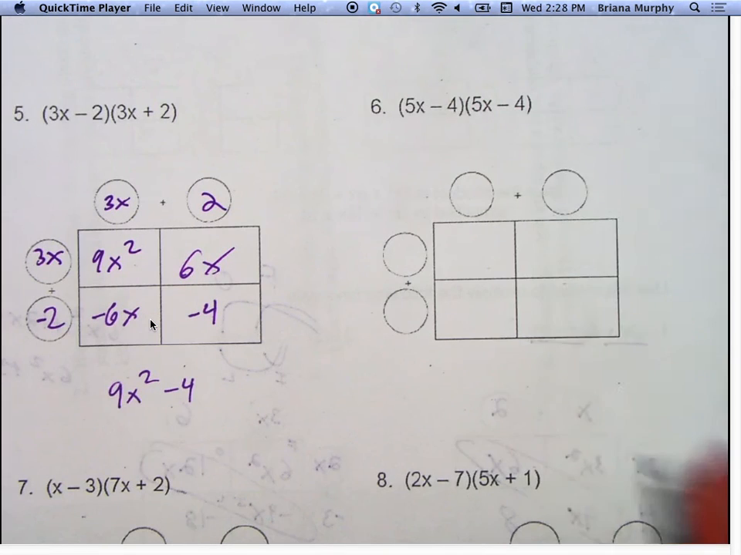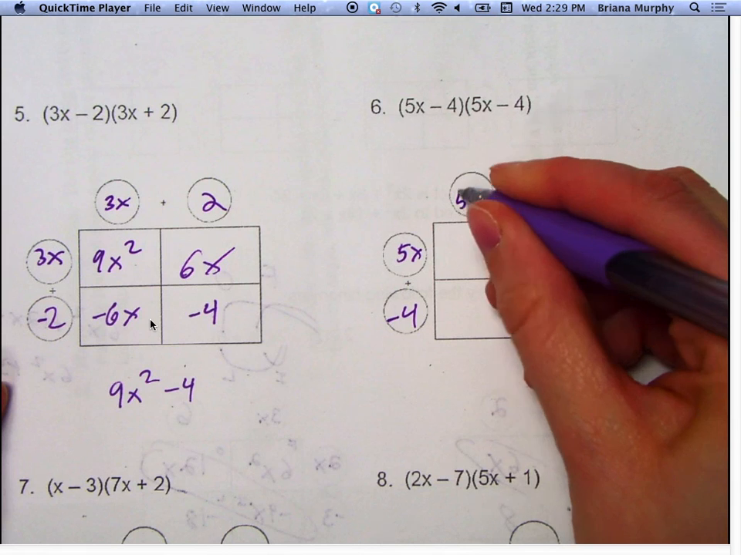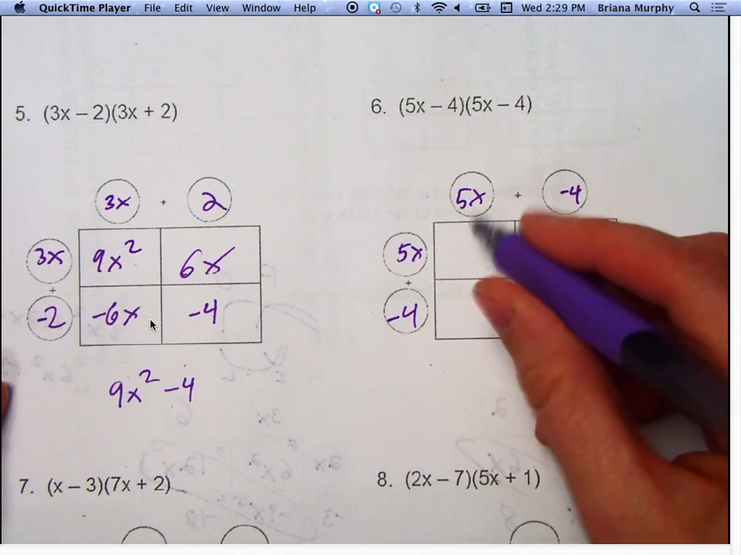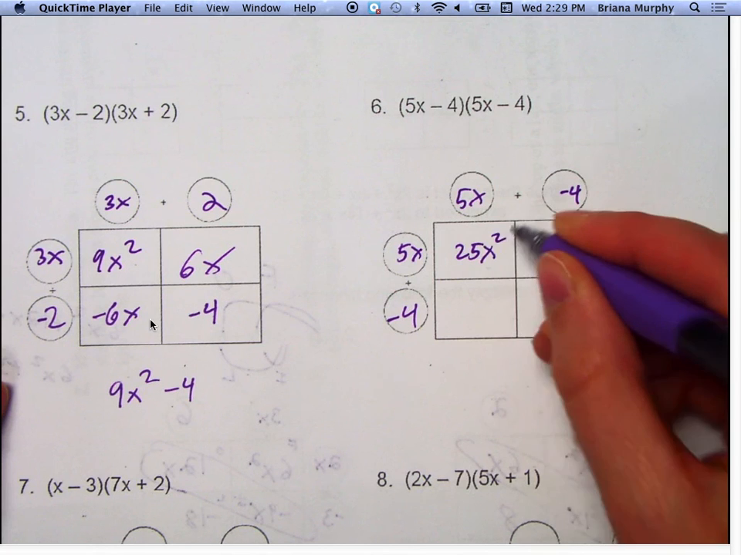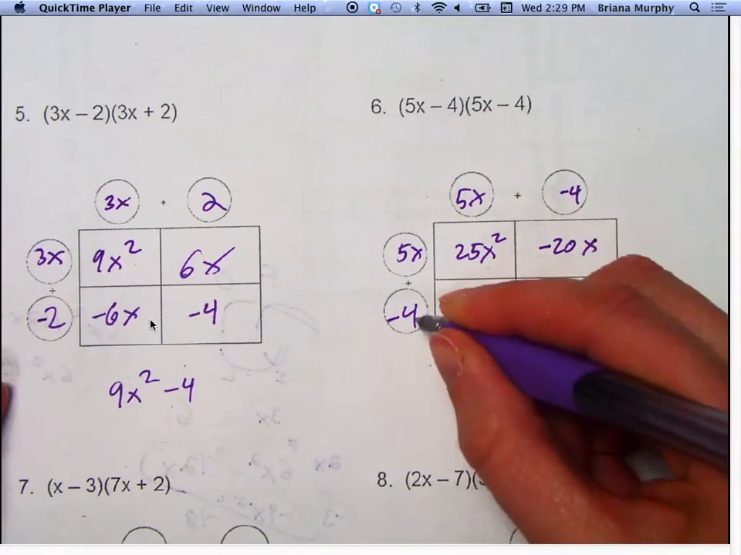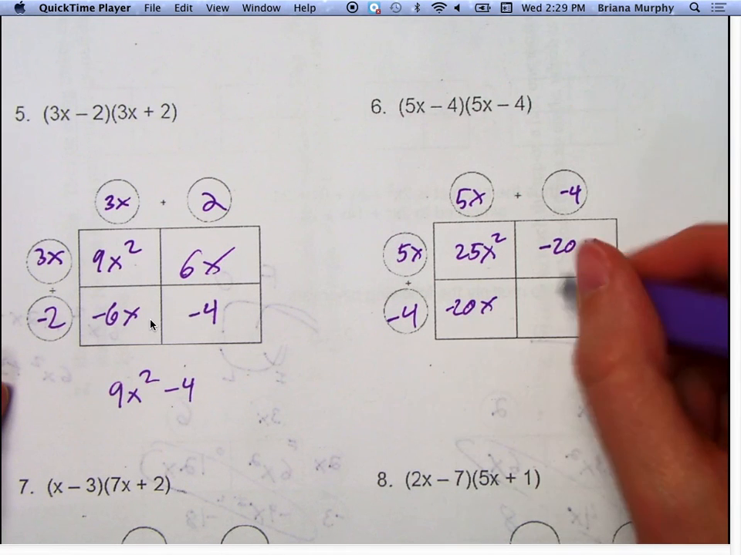Number 6. 5x and negative 4. 5x and negative 4. You should get 5x and 5x gives you 25x squared. 5x and negative 4 gives you negative 20x. Negative 4 and 5 gives you negative 20x. Negative 4 and negative 4 gives you 16.